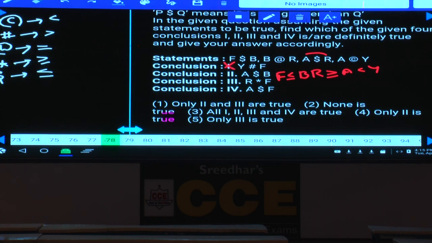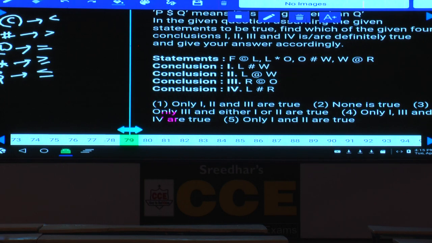Second one, A dollar. Dollar stands for A lesser than or equals to B. Now between B and A, B greater than or equals to A, lesser than or equals to B, definitely true. Next one, R star: R greater than or equals to F. F lesser than or equals to R, R greater than or equals to F, this is also true. And next one, A dollar: A lesser than or equals to F. Between F and A, there are two opposite symbols, this is false. And so the answer is only 2 and 3, choice 1 is the answer. Question number 78, it is choice 1.